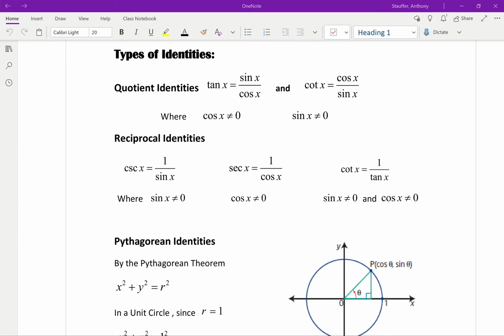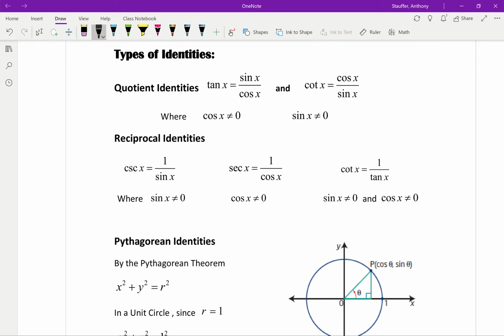Okay, so now we're getting on to types of identities, and this is sort of the first step in the algebraic proving of identities that we're going to be doing quite a bit of further in this unit. First of all, we have tan x equals sine x over cos x, and we have the reciprocal of this, that cot x equals cos x over sine x.